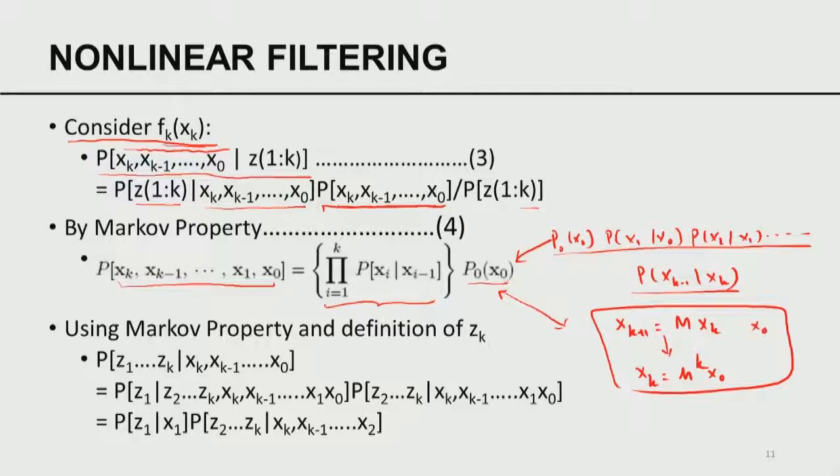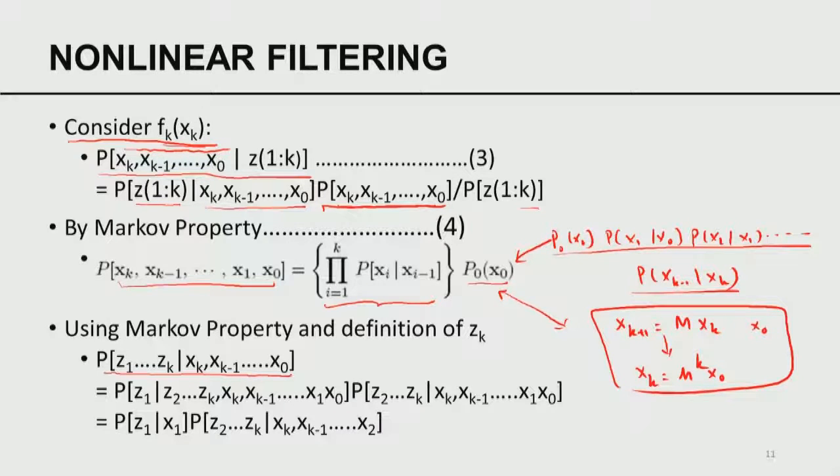Given the initial condition, given the state transition map, how do the state transition map and the initial condition together define the trajectory? So this is the probability of observing the entire trajectory from x naught to x1 to xk minus 1 to xk. Now using the Markov property, this is one of the terms in the Bayes' rule. It is the second term in the numerator on the right hand side of 3. Now I am going to consider the first term in the numerator on the right hand side of 3, and that is what is given by this.